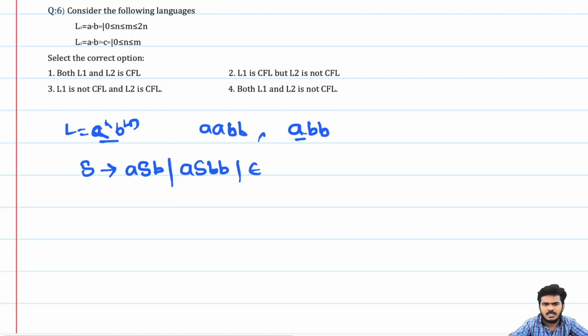So we can say that L1 is a context free language, and similarly if you look at the language L2, that is not a context free language, because we are not able to design either a deterministic PDA or a non-deterministic PDA, so that is a context sensitive language. So the correct option for this question is the second: L1 is a context free language, but L2 is not a context free language.